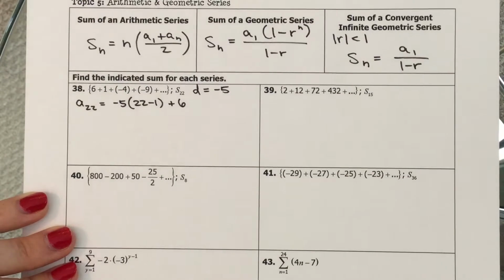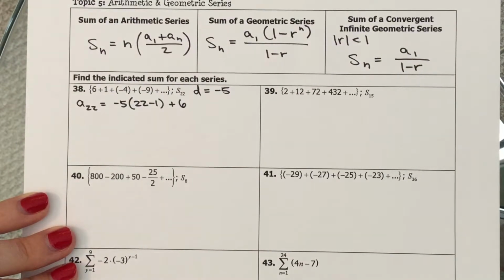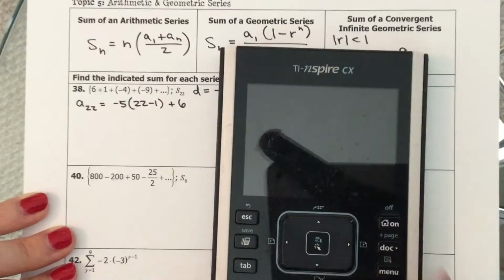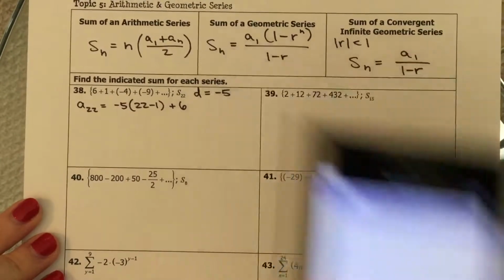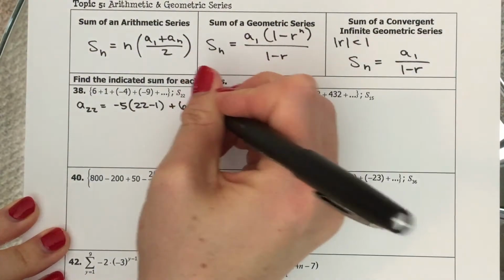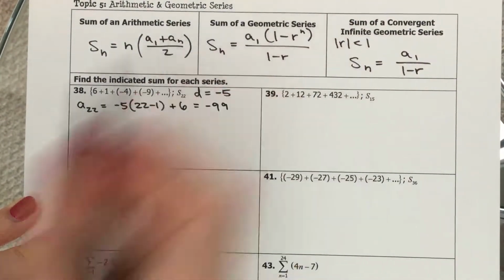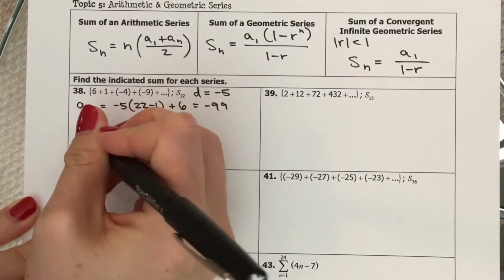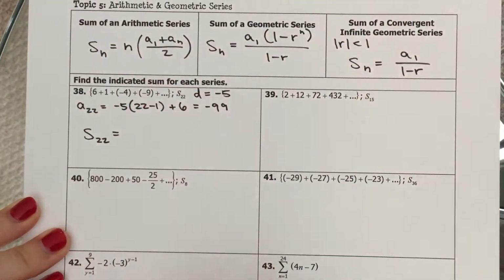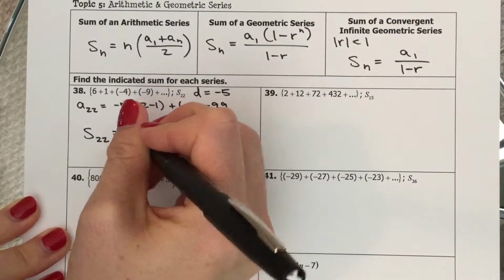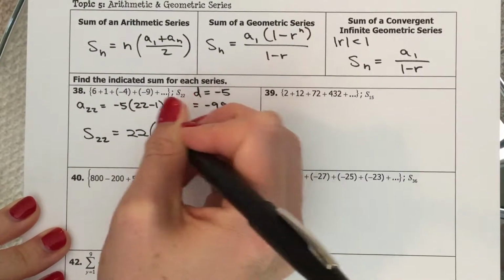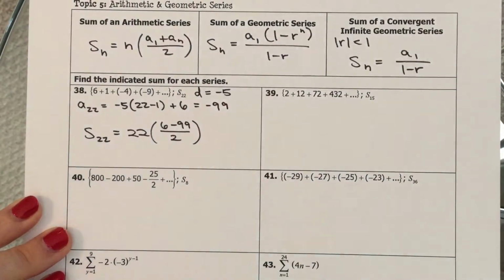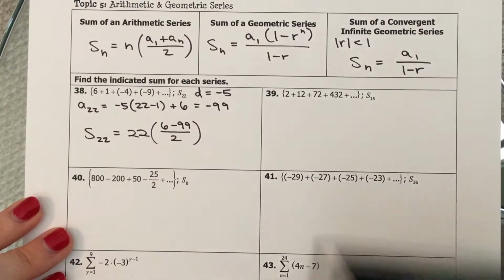You can use that common difference to figure out what the 22nd term is. Okay, so we just sub that in. That formula will give us the 22nd term. So we have -5 times 21 plus 6 is -99. So -99 is the last value in this sum. So the sum all the way up to 22 is n, the number, in parentheses, the first term plus the last term divided by 2.